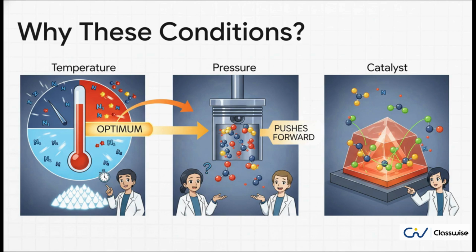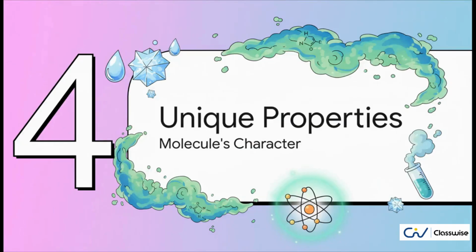The super high pressure? That's there to literally squeeze the nitrogen and hydrogen molecules together to form ammonia. And the catalyst is like a chemical matchmaker, just speeding up the whole process. So now we know how to make ammonia, both big and small. But let's get to know its personality a bit better. What are its defining characteristics?